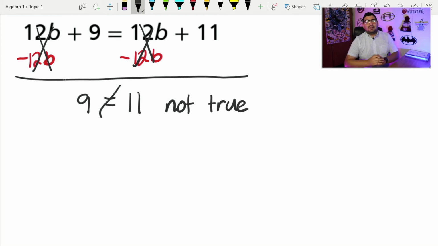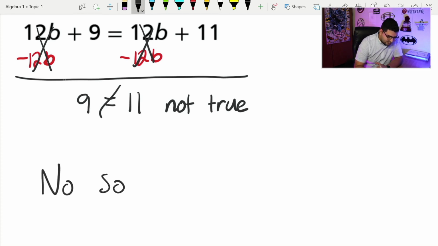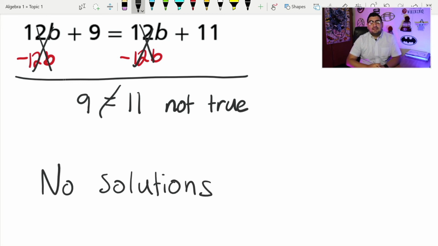So here we have an example of a linear equation that has no solutions. There's not a single value that I can plug in for b or substitute into it that would actually give me a solution. So whenever you solve a linear equation where the variables cancel out and you're left with a statement that's not true, you're working with an equation that has no solutions.